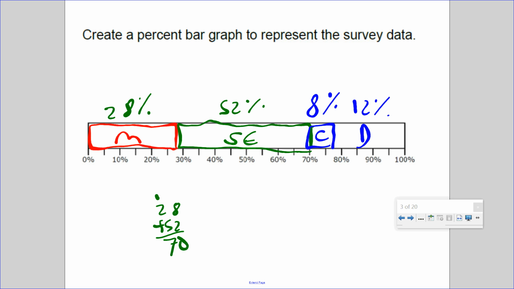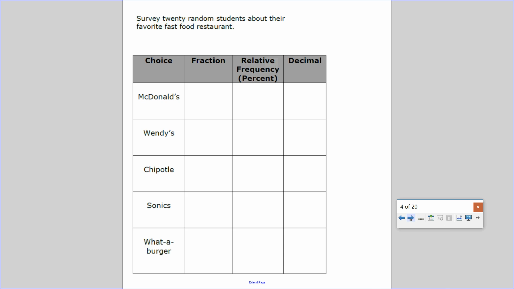You're going to notice that percent bar is just like a circle graph, which we're about to study. Only different, instead of a bar, you're going to have a circle. The 28% were musicians, 52% were sports event, 8% were comedians, and 12% were dancers. So in here, we have a survey.